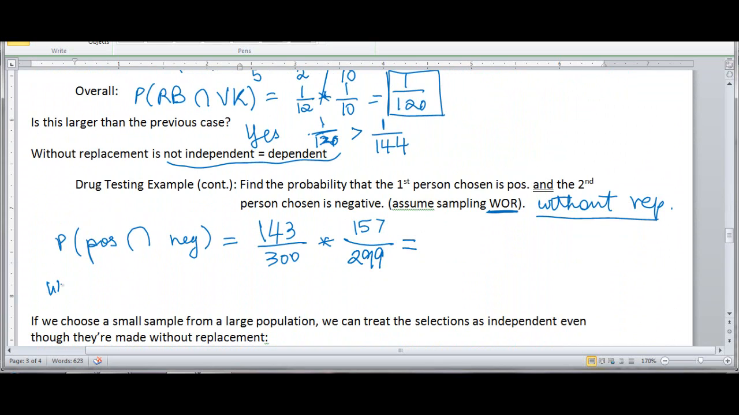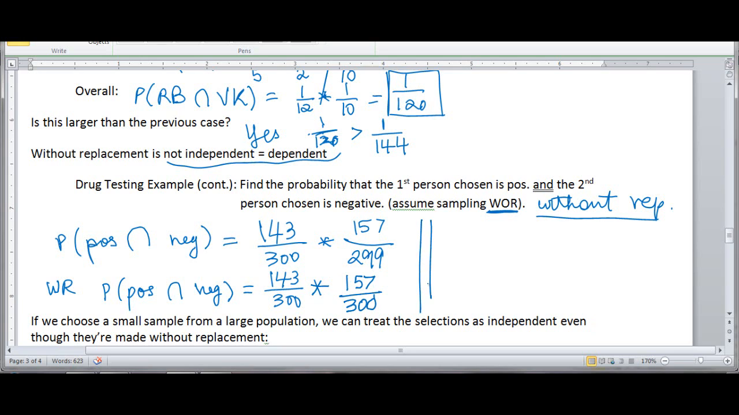Now let's suppose I'm looking at with replacement. That means I put that person back. What's the probability of the first person being positive and the second person being negative? Now we have 143 out of 300 times 157 out of 300. I threw that person back, so I still have 300 people total, and out of those 300, 157 tested negative. So this is with replacement, and that was without replacement.